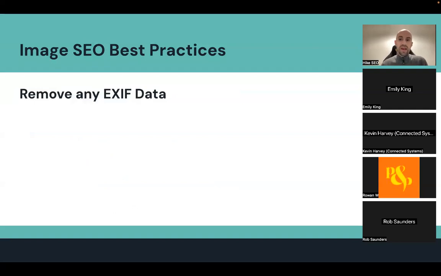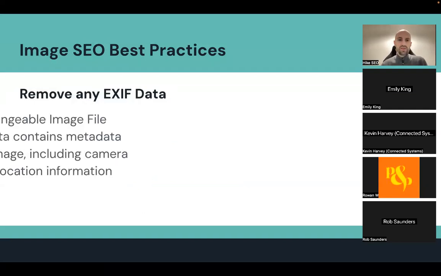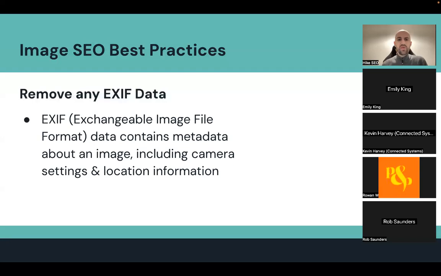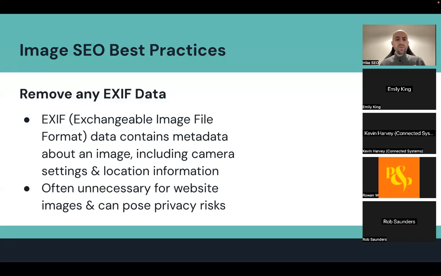Next is removing any EXIF data. EXIF stands for Exchangeable Image File Format. This data contains metadata about an image, and that includes camera settings, location information, the shutter information. There's a lot of information crammed into that little data pocket, and it's often unnecessary for website images. It's more for photographers.